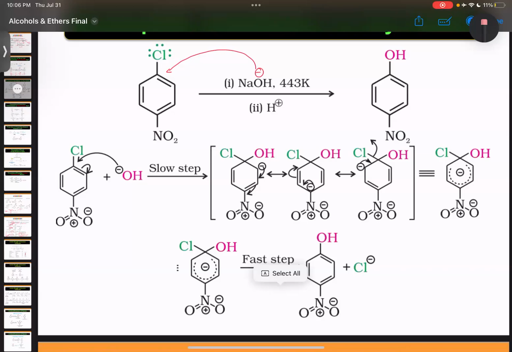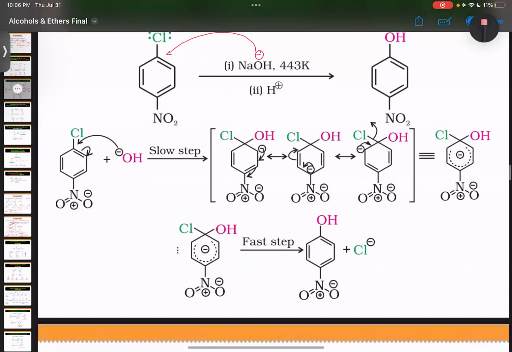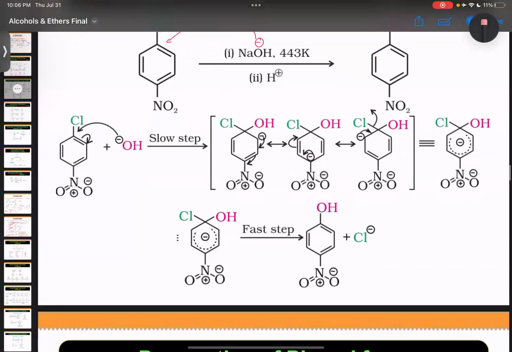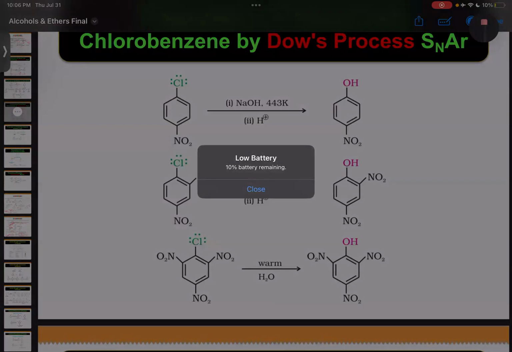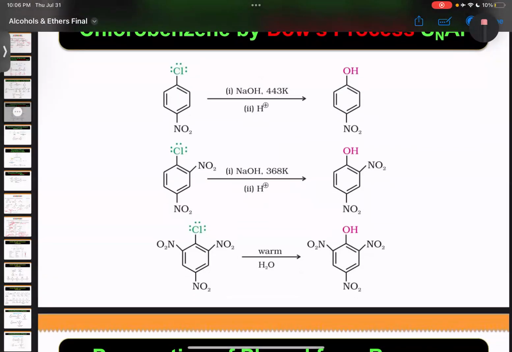So if you have an NO2 group at the ortho and para position, it will make it more stable, right? And the temperature which you are going to take is going to come down. If you have 3 NO2 groups at the ortho and para positions, the reaction is going to become more and more easier, right? This is known as Dow's process, and this is from your NCERT itself. Can you see it? And can you compare the temperatures, Ibrahim? So the higher the temperature, the lesser amount of NO2 groups will be attached. Yes, without NO2, actually the reactivity is less.